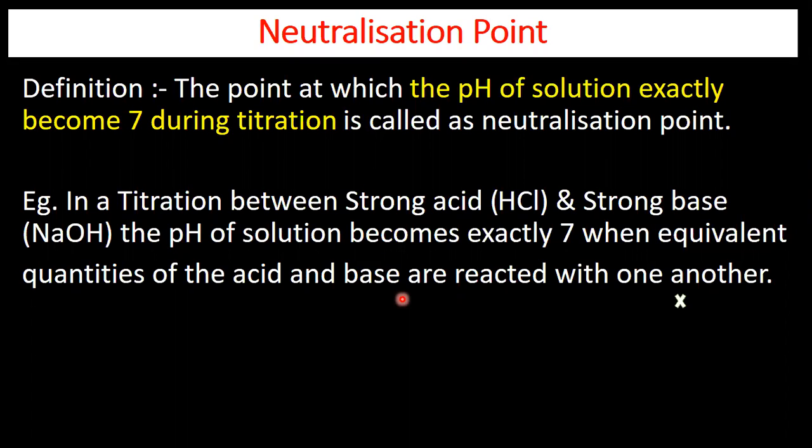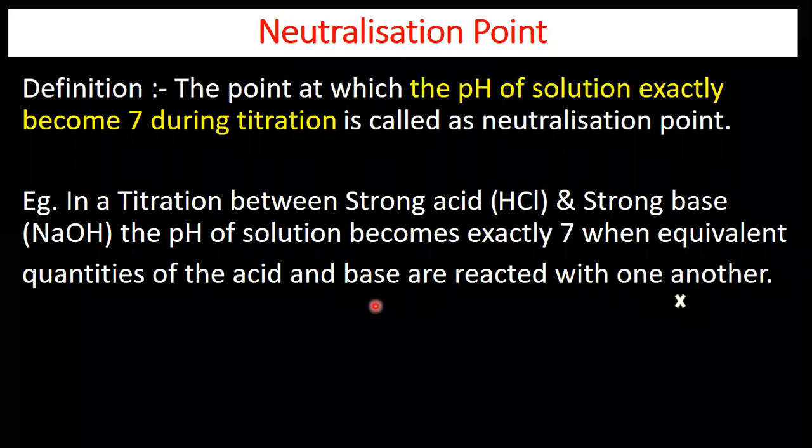For example, in a titration between strong acid HCl and strong base NaOH, the pH of the solution becomes exactly 7 when equivalent quantities of acid and base are reacted with one another.